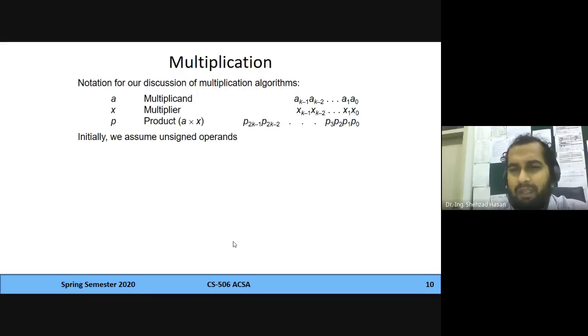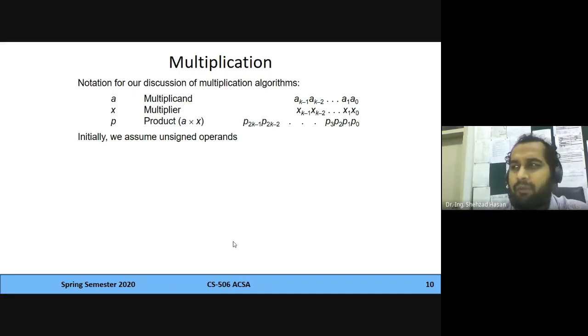So what is multiplication? You have done all this earlier as well, but we are now talking about it with respect to computer arithmetic, which is a little different than normal arithmetic. In multiplication, we have three things: a multiplicand, which we denote as a, a multiplier, which we denote as x, and a product, which is a multiplied by x, right?